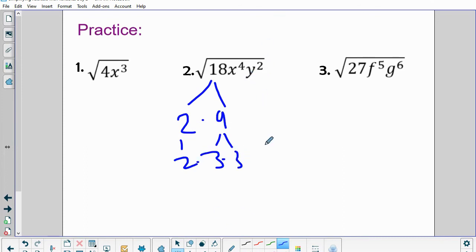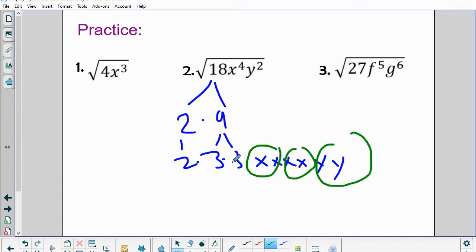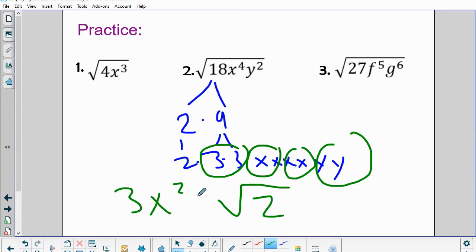And then as far as the variables are concerned, we're going to have 4 x's, 1, 2, 3, 4, and 2 y's, 1, 2. All right, so let's count up our pairs of x's, or y's, or pairs of factors. So there's a pair of x's, pair of y's, and a pair of 3's. So all that's going to be left under the radical sign when we get done is that 2. And out front, we're going to have a 3 times x times y. So we'll end up with 3x squared y. Okay.